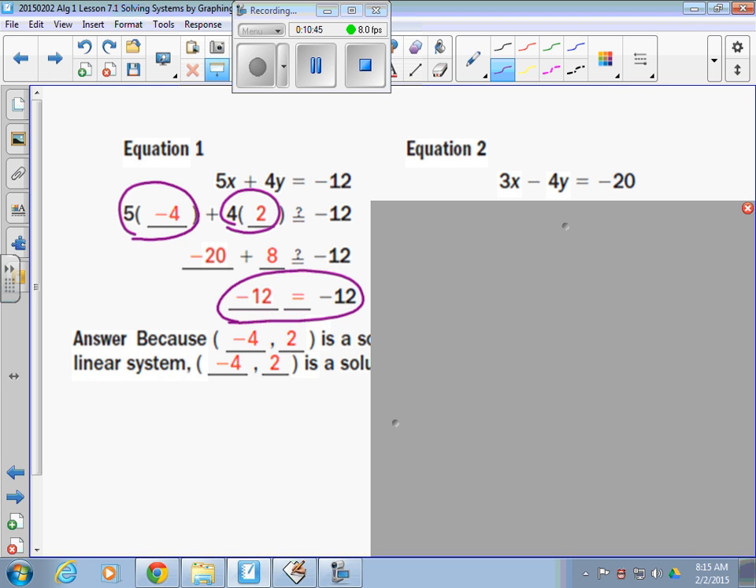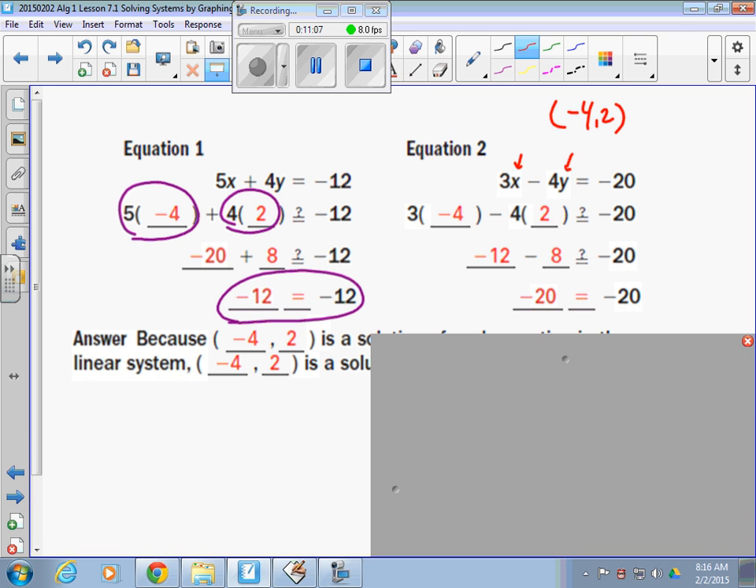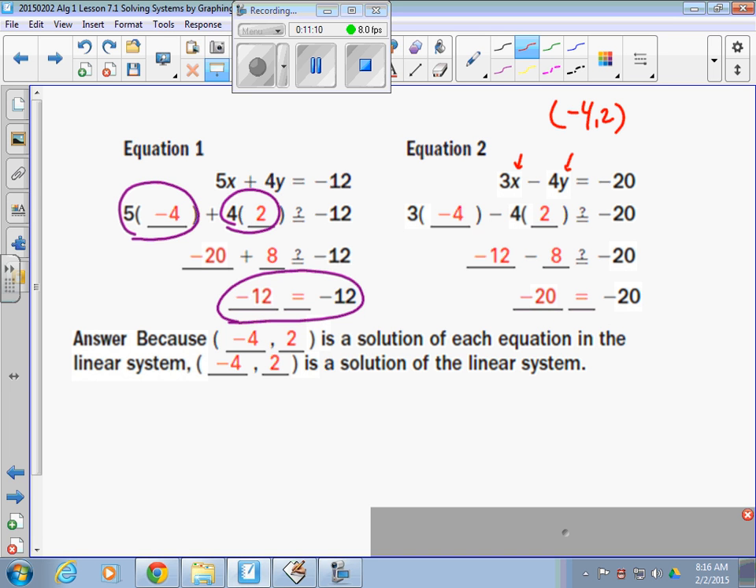The same thing's true with the other one. When you plug in that same value, -4, 2, in place of x, 3 times -4 is -12. In place of y, -4 times 2 is -8. -12 minus 8 is -20. Again, a true statement for both of them. So because -4, 2 is a solution of each equation, then -4, 2 is a solution of the system. So we name the intersection by graphing both lines as straight as possible.